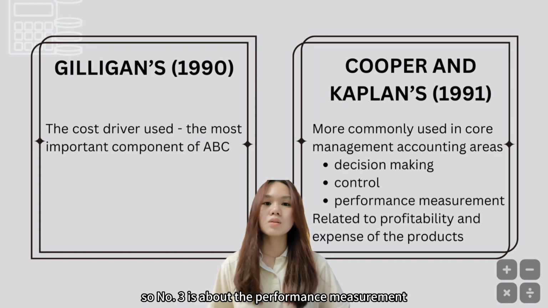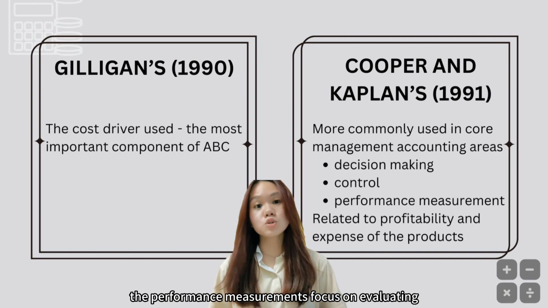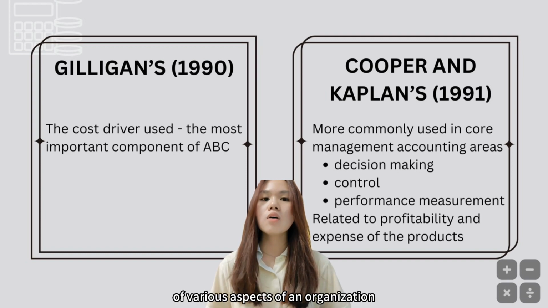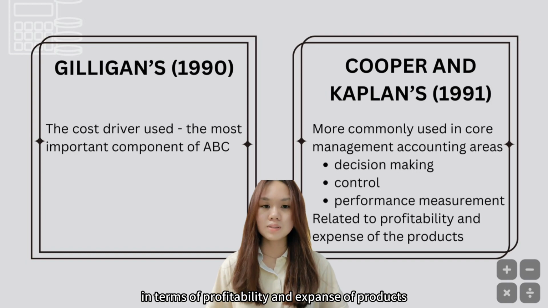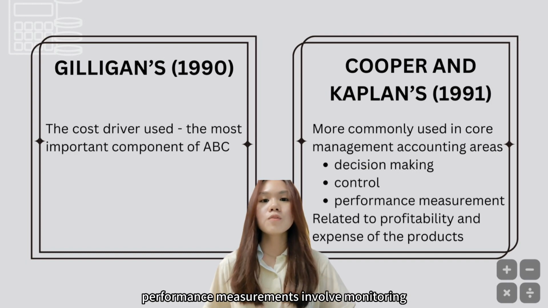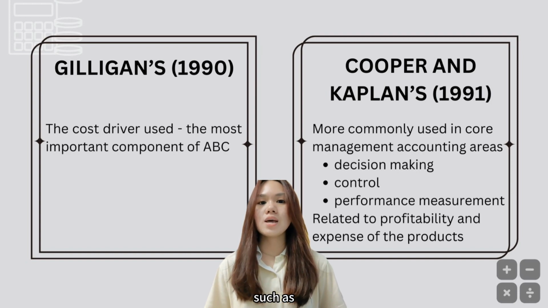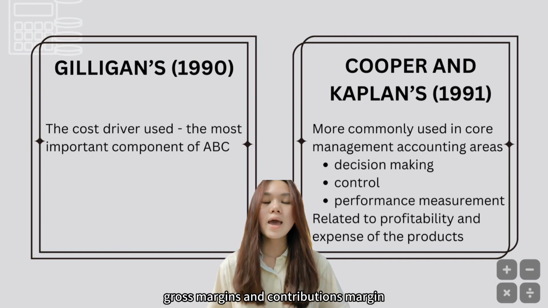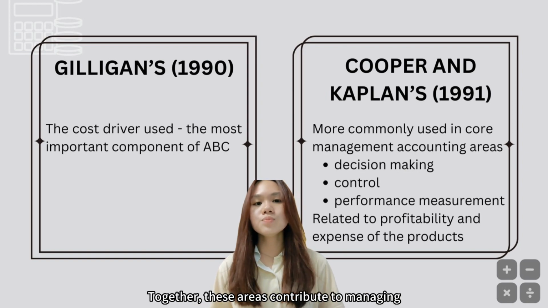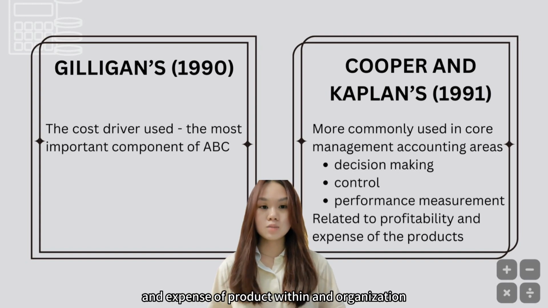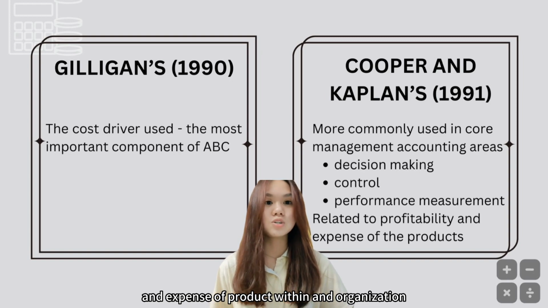So number 3 is about performance measurement. Performance measurement focuses on evaluating the financial and operational performance of various aspects of an organization in terms of profitability and expense of products. Performance measurement involves monitoring and analyzing key performance indicators, which are the KPIs, such as gross margins and contribution margin. Together, these areas contribute to managing and optimizing the profitability and expense of products within an organization.